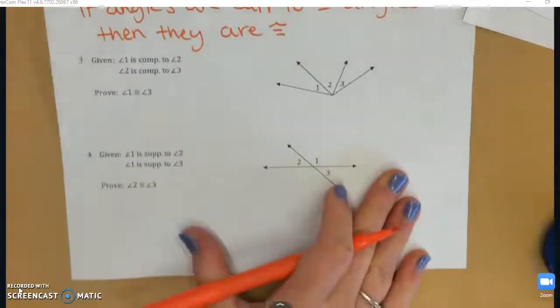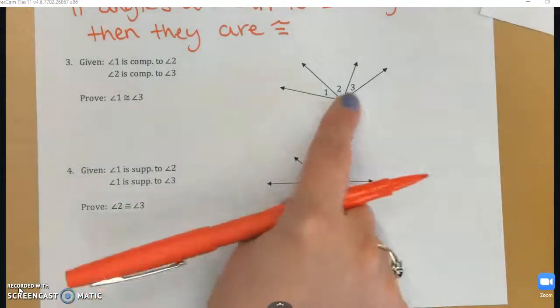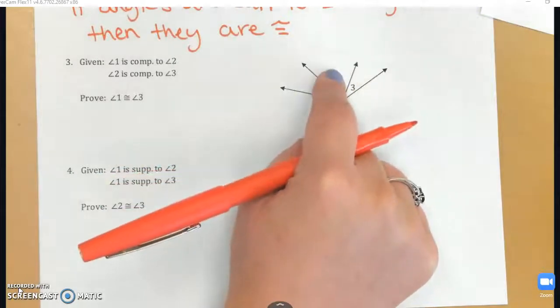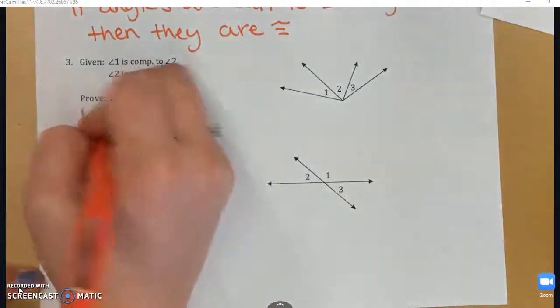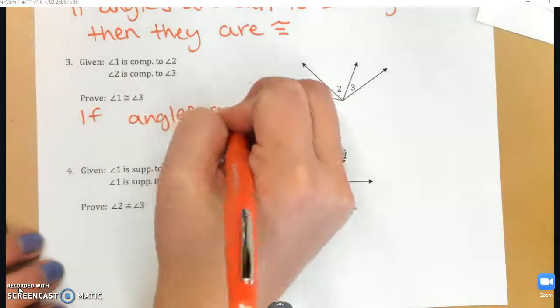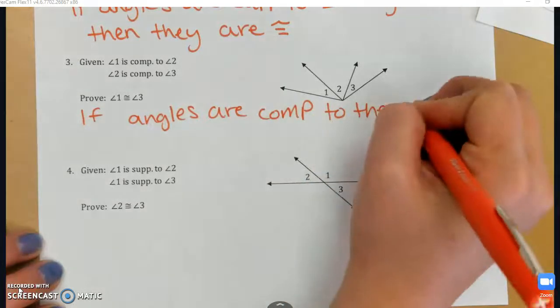Angle 1 is complementary to angle 2, and angle 2 is complementary to angle 3. How do I know 1 is congruent to 3? Well, what I'm looking at here is two angles that are complementary to the same angle, angle 2. I only have 3 angles, and I'm talking about complementary, so if angles are complementary to the same angle, then they are congruent.